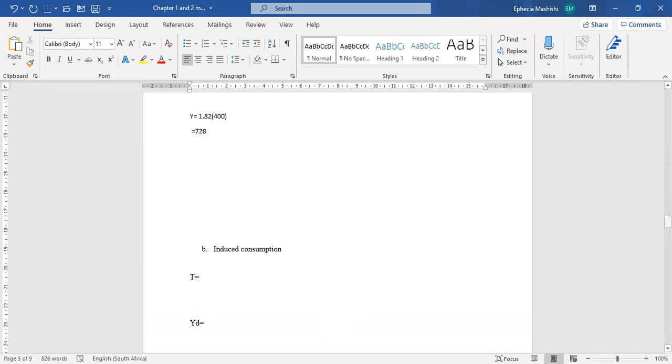Number B, we're asked to calculate the induced consumption. Induced consumption is the portion of consumption that varies with disposable income. So if income increases, we'll consume more, and if income decreases, we'll consume less. When there's additional income, we don't spend all our additional income. We spend a certain portion, and the other portion we save.